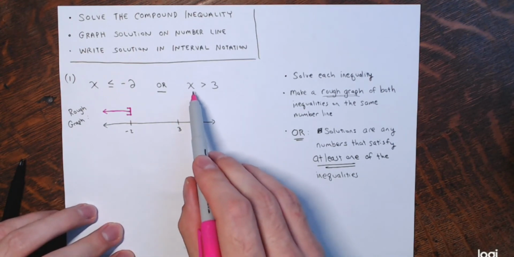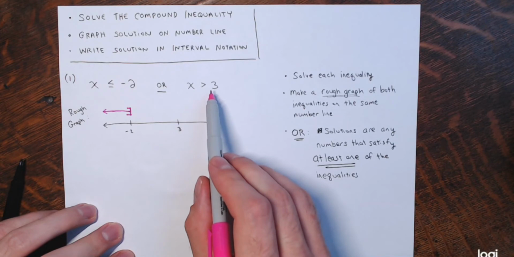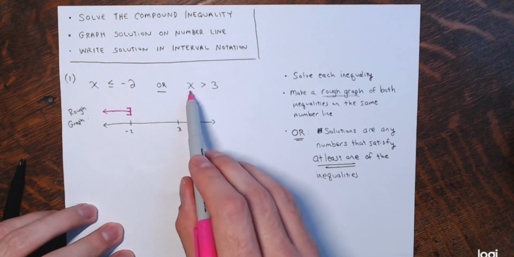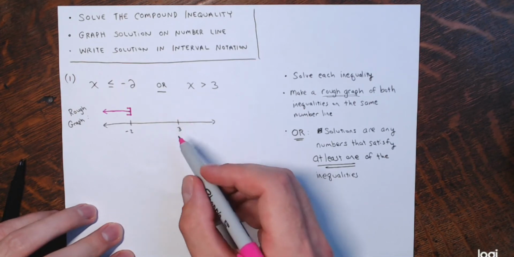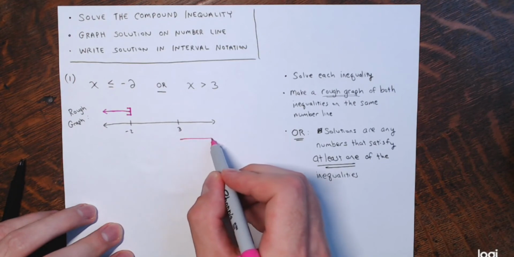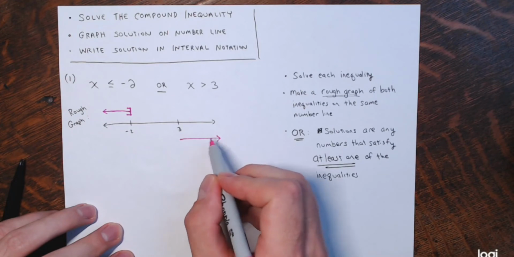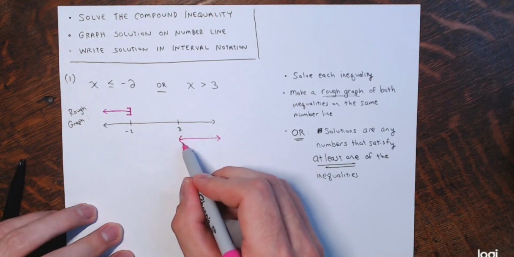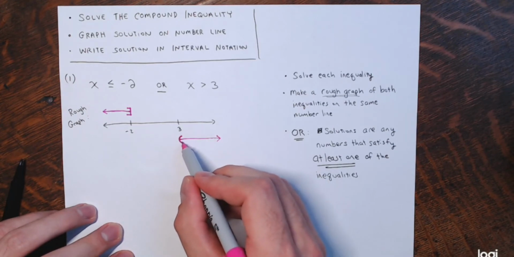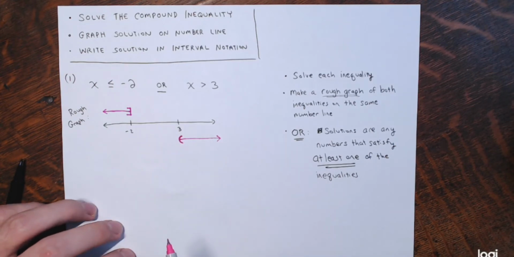Then I'll also graph the other set of numbers, the other inequality: the values of x that are greater than 3. I'll do that below. That's these numbers here. The values of x greater than 3 are 4, 5, 6, to the right of 3, but not including 3. So parentheses on 3 or an open point on 3, a hole.